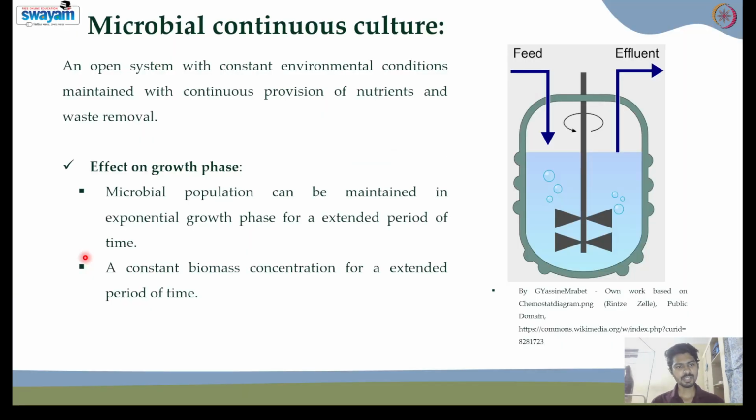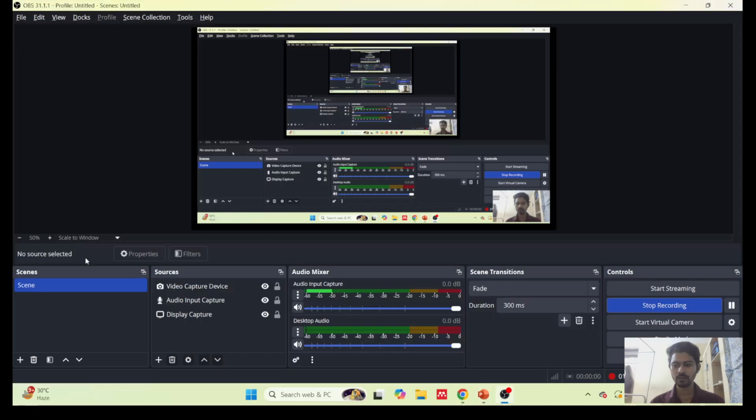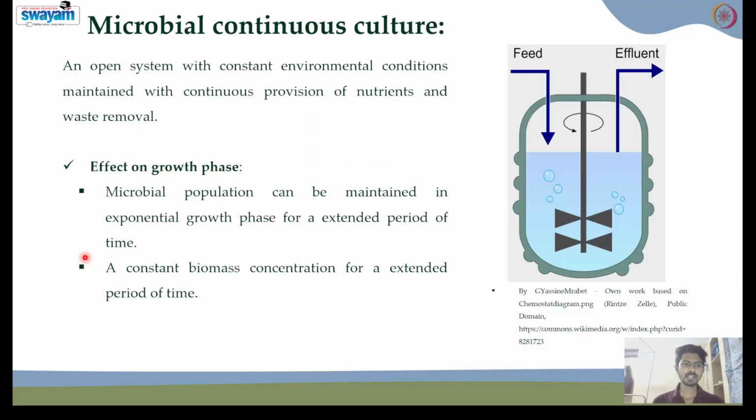In continuous culture, there will be a continuous input and we'll be taking the continuous output. It is an open system, whereas in the batch culture, we state that it is a semi-closed or closed system. So here it is an open system with the environmental condition maintained with continuous provision of nutrients and waste removal.